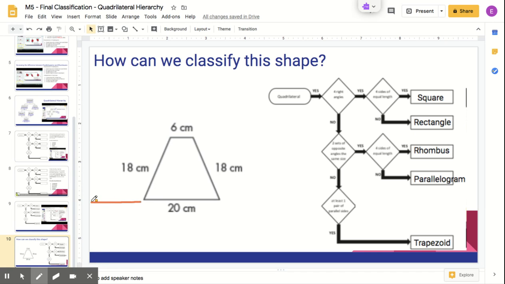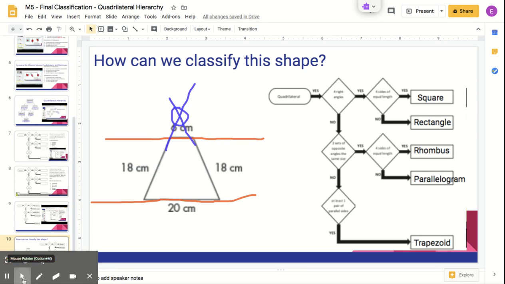if I extend the bottom and the top onward, they're never going to cross each other. They look like railroad tracks or a ladder or the light rail track, which means that they're parallel. However, I'm also noticing though that if I extend the two sides, they will intersect, so they're not parallel.